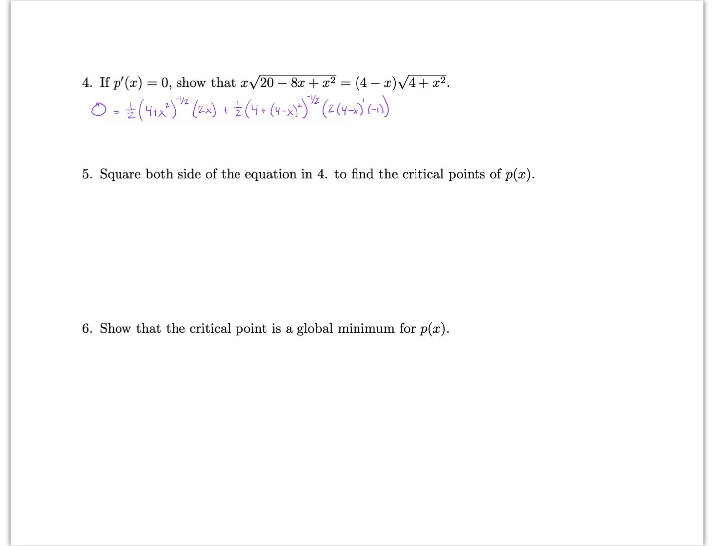Okay, so in this function, I have a 2 times a 1/2. So those cancel. My 2 times my 1/2 cancels. And then in the second term, I have a 1/2 times 2 again, and I can cancel those. So my 1/2 and my 2 cancel again. Okay, and then each of these can be written as a fraction. So I'm going to have 0 equals, I have an x on top, and in the bottom, I have radical 4 plus x squared.